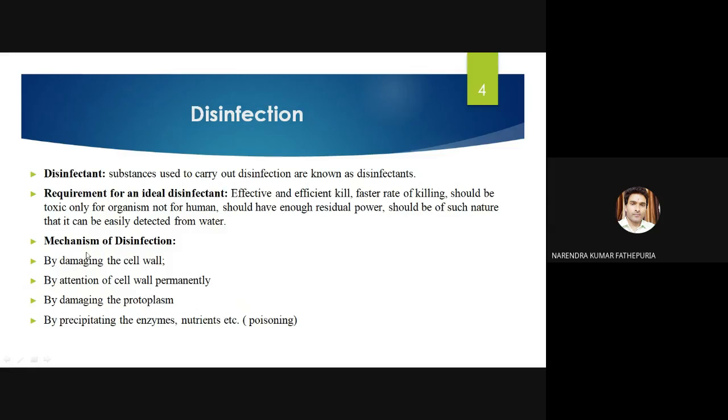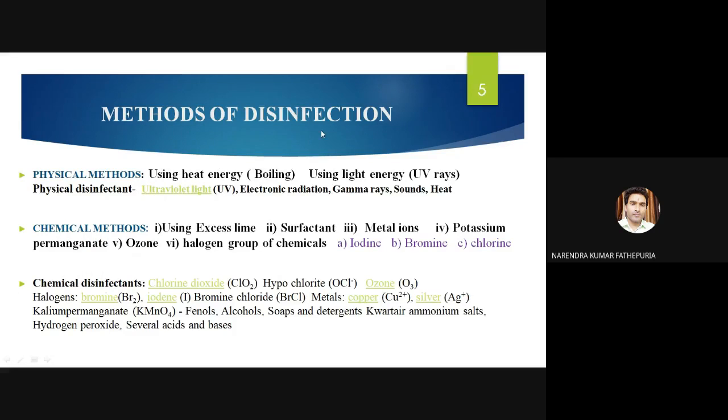So the mechanism of disinfection works in four ways: by damaging the cell wall first, by altering the cell wall permanently, then by damaging the protoplasm, and by precipitating the enzymes, nutrients, etc., and by disposing of the waste products.